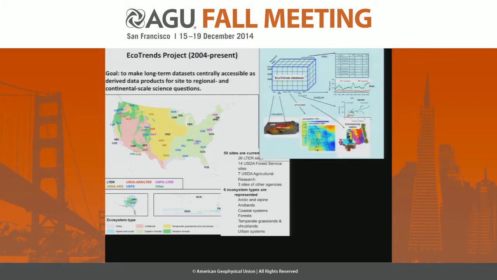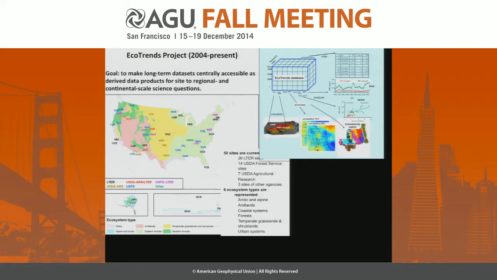Okay, so here's how we organizationally did this. We had a database that we put together in terms of the source data. Here are the different ecosystem types that were represented, so it's pretty much all the major ecosystem types globally. The database that we put together was what we call the source data. And then we created another database we called derived data.